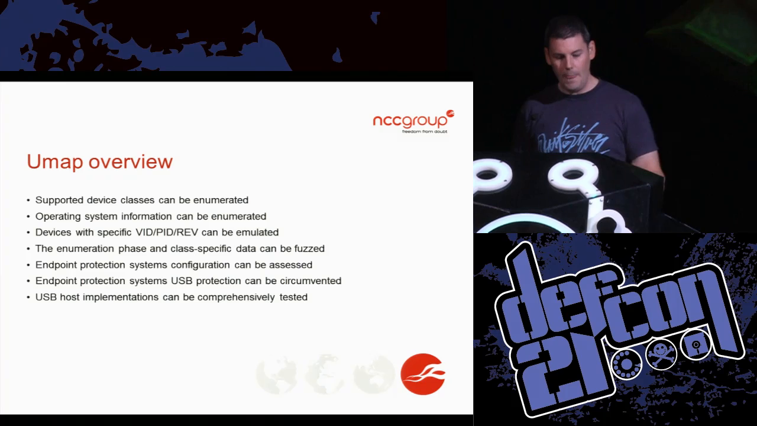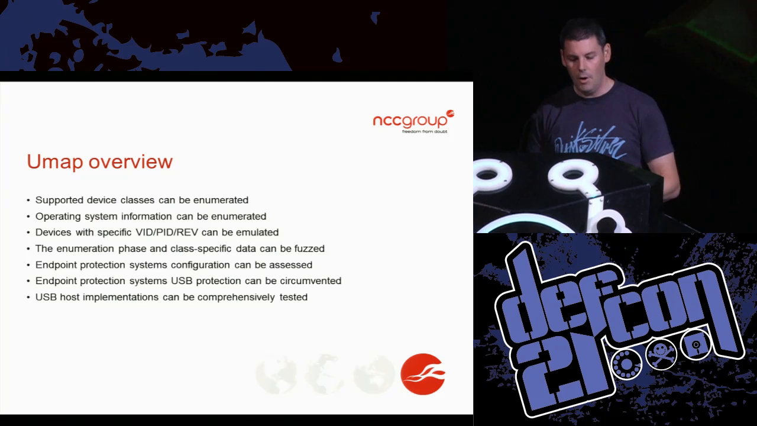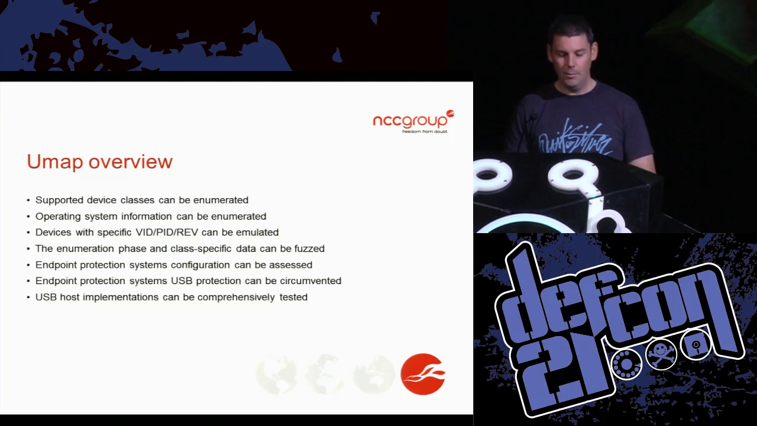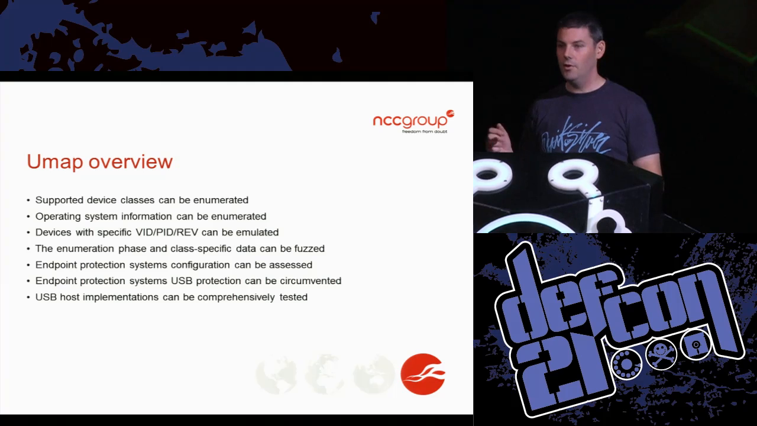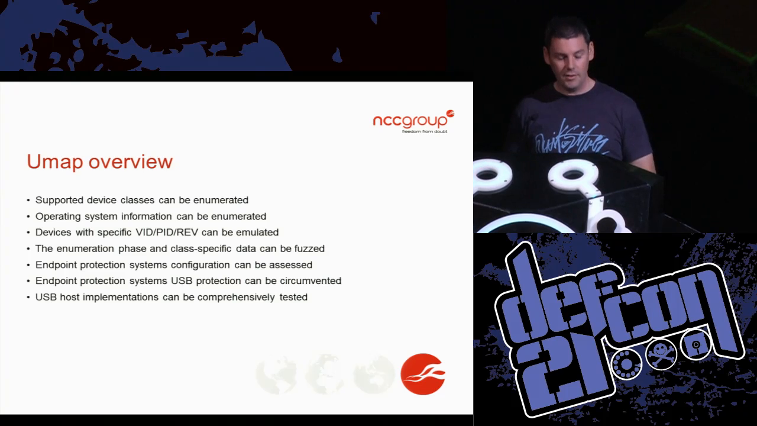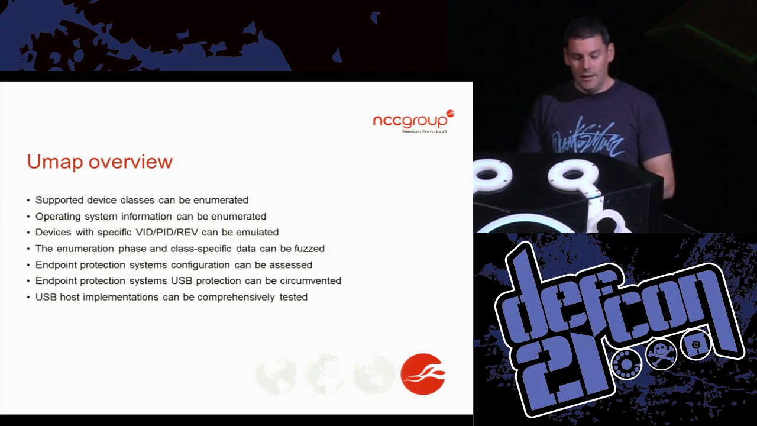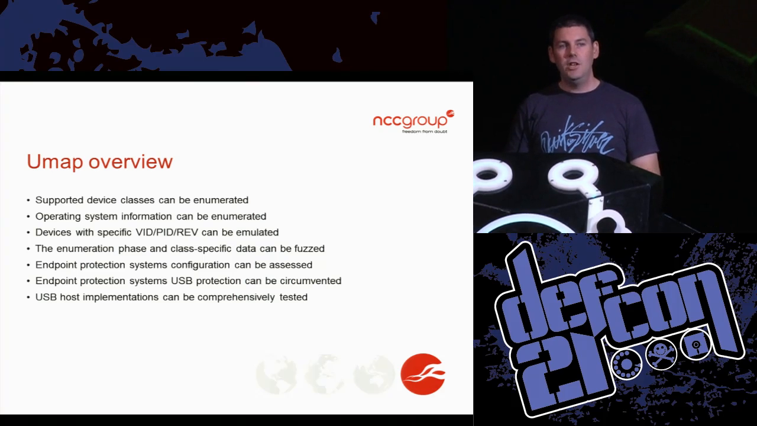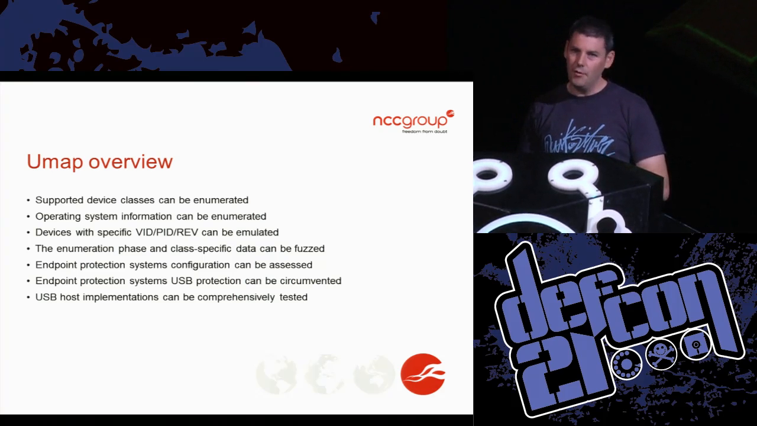So, overview: you can enumerate supported device classes. Operating system information can be enumerated. If you want to emulate any of the device classes and you know a specific vendor ID and product ID, you can do that. You can then fuzz any USB host implementation to identify bugs within that.